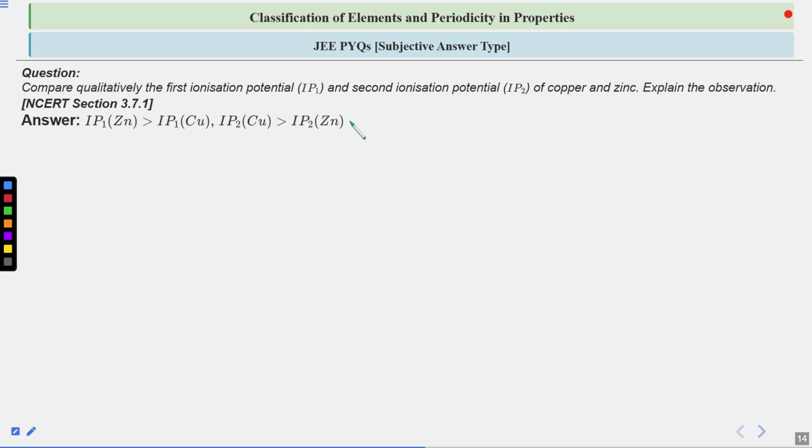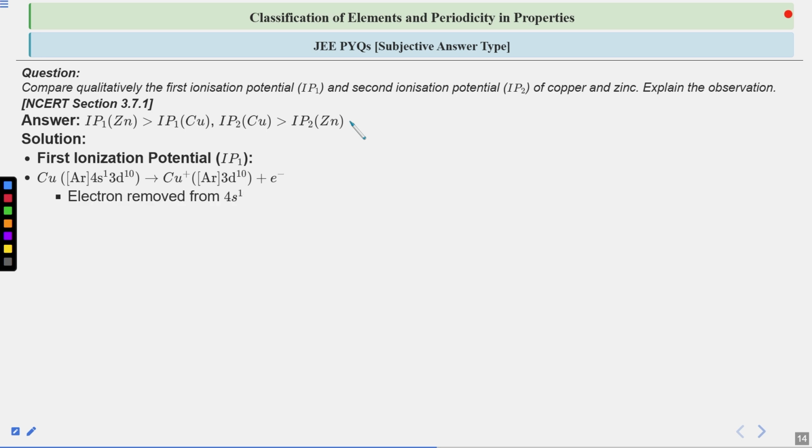Let us try to understand with the help of the electronic configuration. First we will consider the first ionization potential, IP1. When we move from copper to copper plus, what is happening? We are removing one electron from the 4s, which results in a stable configuration, 3d10. Since the electron is removed from 4s1 and it results in a stable 3d10 configuration, this process will occur more efficiently as compared to the other process.